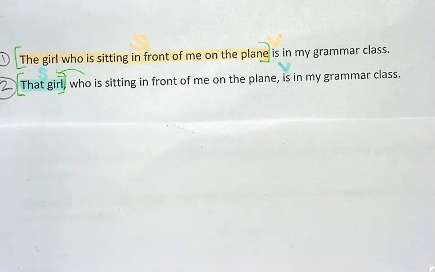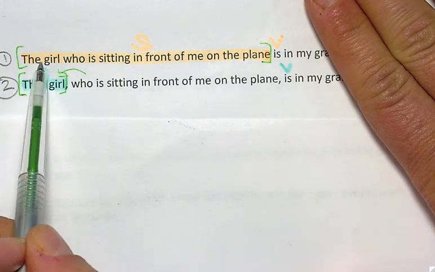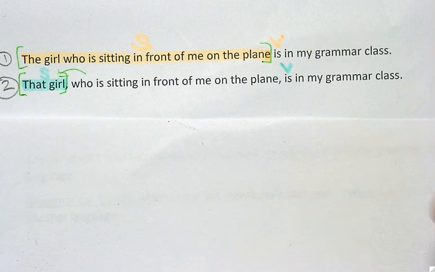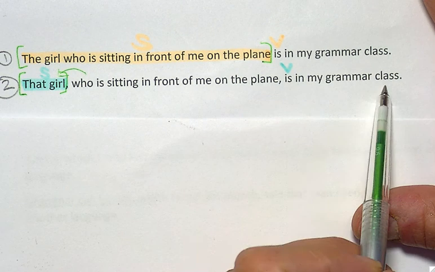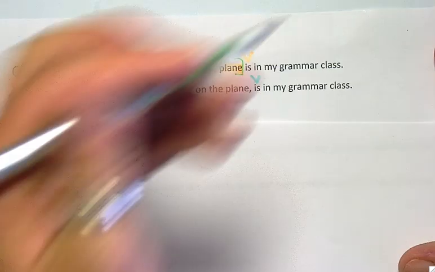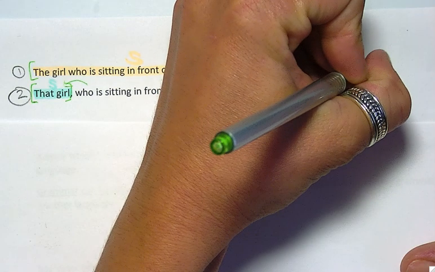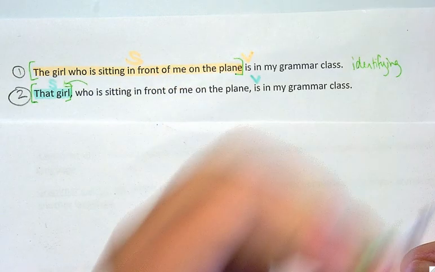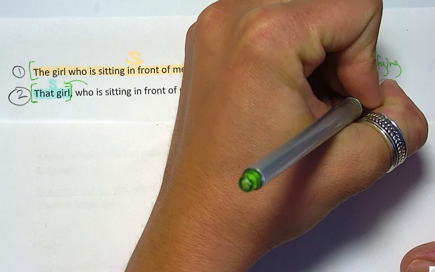Now, they look the same. How do I know if I need it or if I don't? Well, sometimes it's up to you. Do you want to say the sitting in front of me on the plane girl is in my grammar class? Or do you want to say that girl is in my grammar class? By the way, she's also sitting in front of me on the plane. If we look at the function, there's a difference. This one is what's known as an identifying adjective clause. And this one is non-identifying.